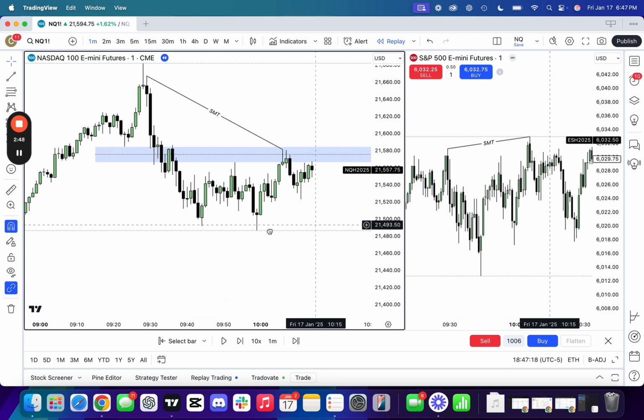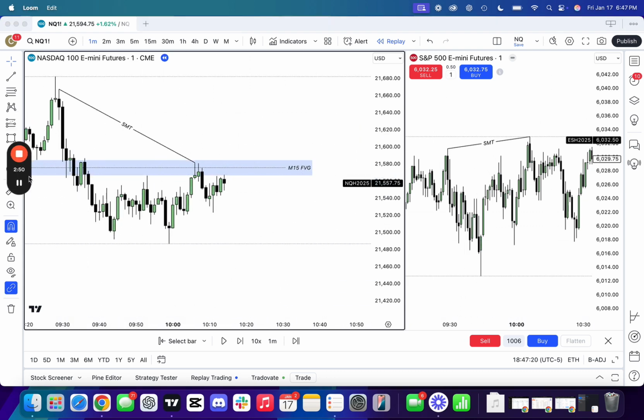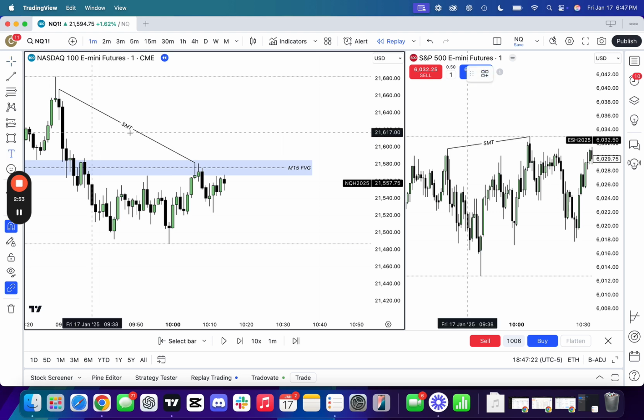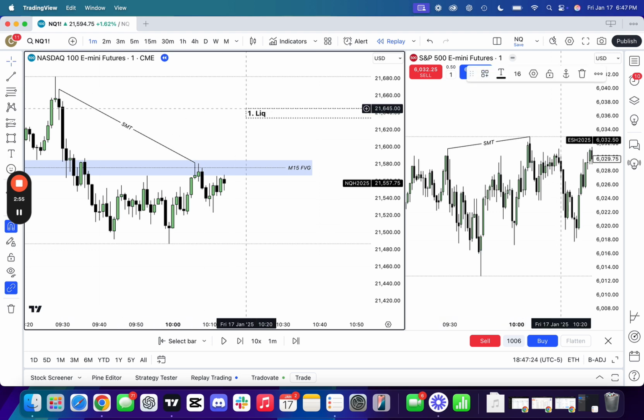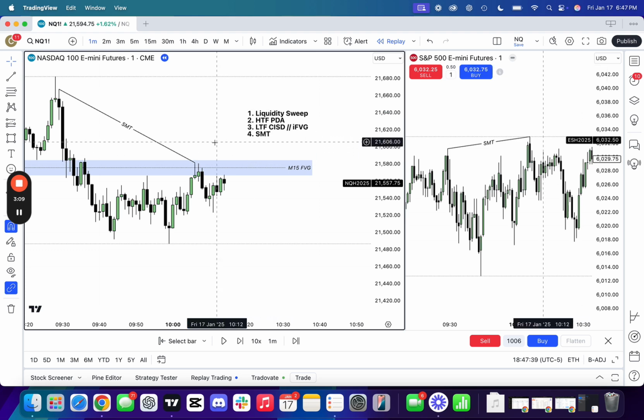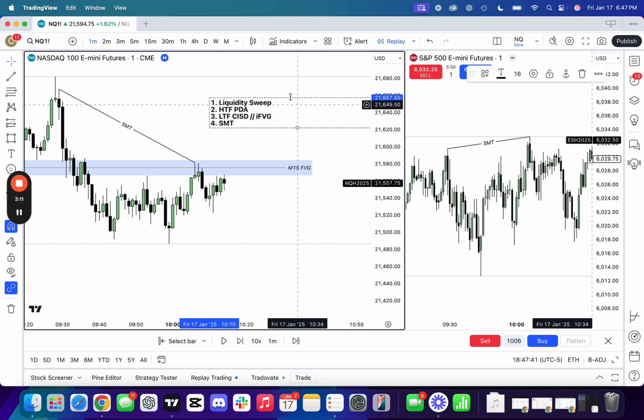So if you guys don't know my entry model, it is this. Let me write it out for you. It is liquidity sweep, higher time frame PD array, lower time frame change in state of delivery or an inverse fair value gap, an SMT. So let's go through this checklist here.